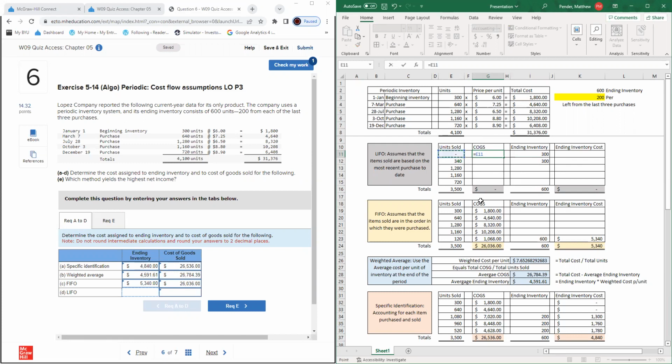So this equals units sold multiplied by the cost per unit. I didn't sell any inventory, but if I click and drag this down, it will give me my totals. And then in reverse, same thing. This equals my total ending inventory multiplied by the cost per unit. So this is 3975, 27401.